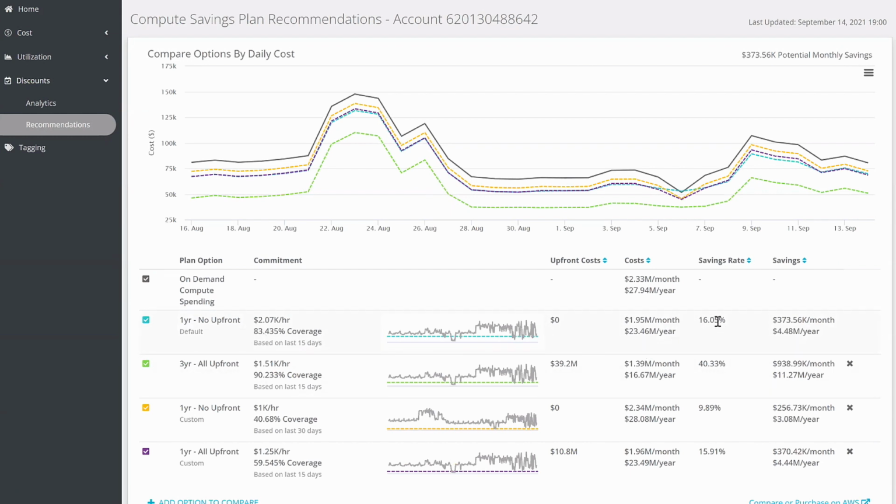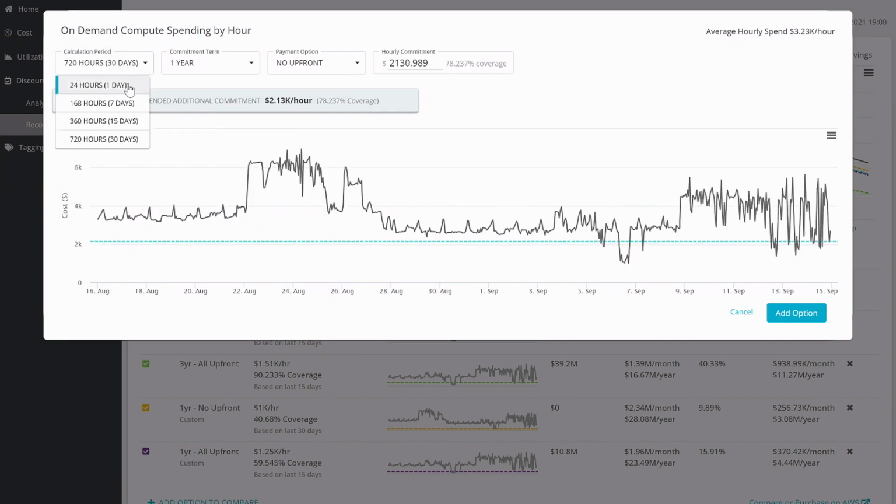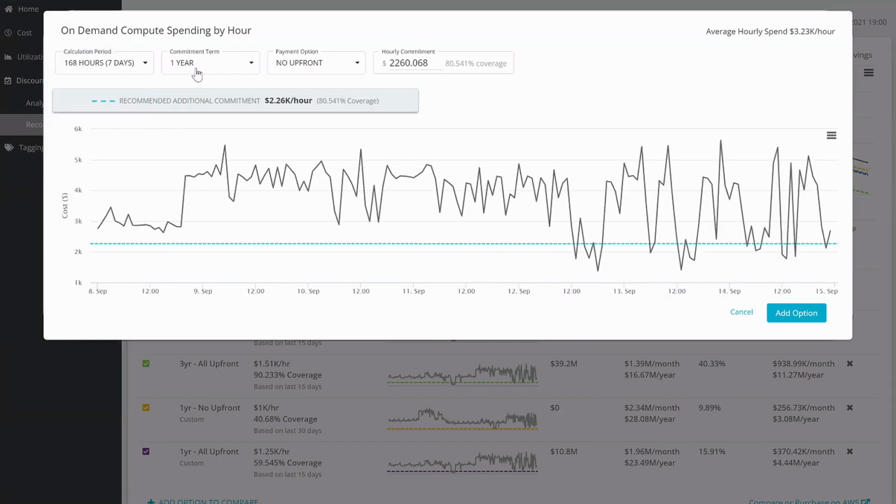How much savings can you get based on a 1-year no upfront commitment for a certain dollar amount per hour? Now, this is based on default settings. If I want to compare something completely different, I can come in and set the look back period I want to see. Is it 30 days? Was there a significant change recently, and I just want to look at the last 7 days? What's the commitment term I'm comfortable with, 1 or 3 years, and payment option? So all of these options are quickly set.